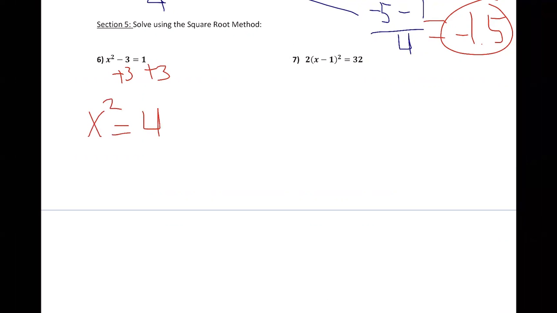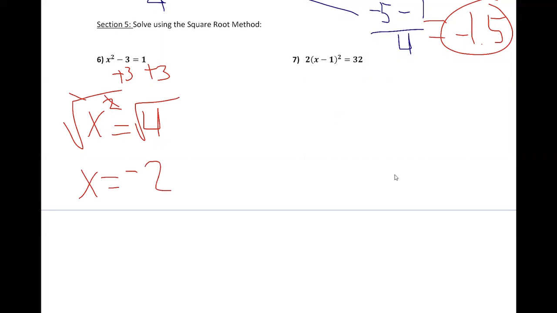And when you've got x squared equals a number, how do we get rid of the square? What are we going to do to both sides? Remember, to get rid of a power, you square root both sides. So that cancels out, and you just get x equals. You can put it in your calculator, but the square root of 4 is 2.